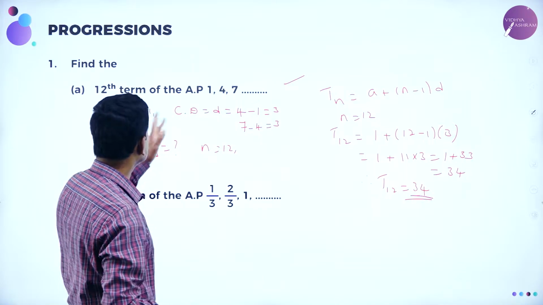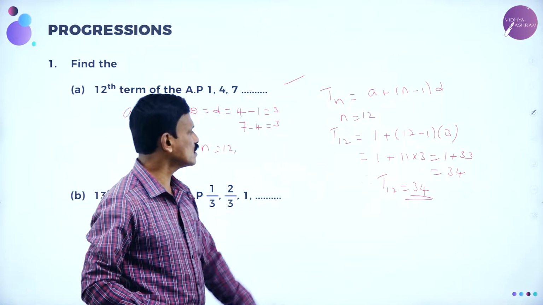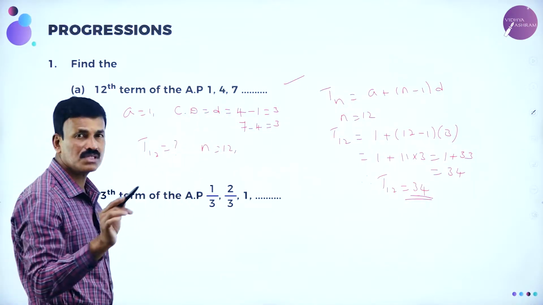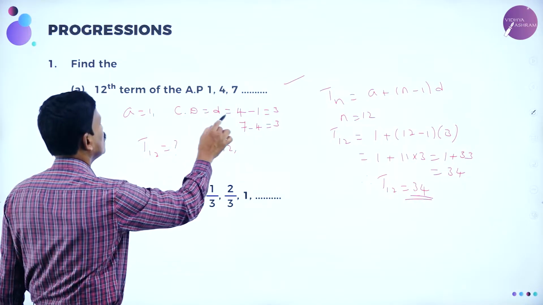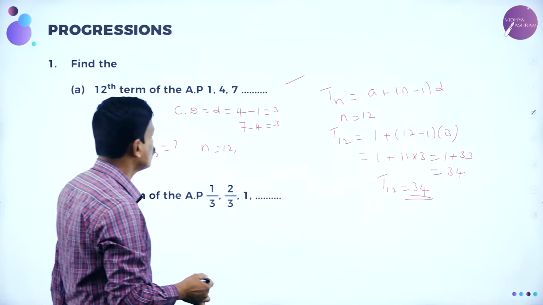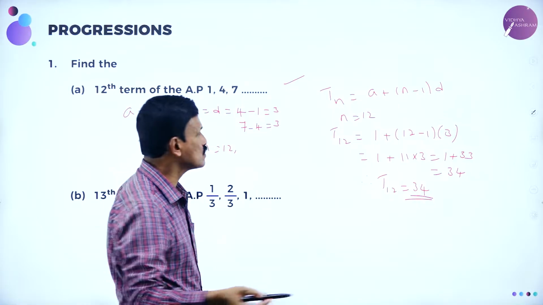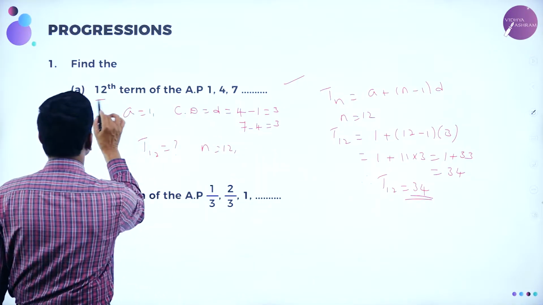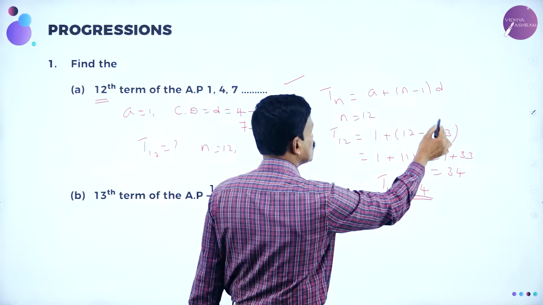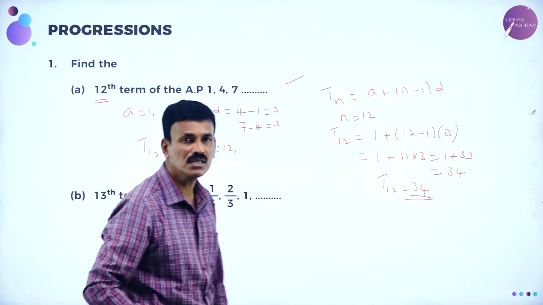So the 12th term of the arithmetic progression 1, 4, 7, etc. is 34. That's it. See here: first find out that the first term is 1 and the common difference is 4 minus 1 is 3, and 7 minus 4 is also 3. You can take 3 as the common difference. Therefore, the nth term is given by Tn is equal to A plus n minus 1 into D. What is n here? n is equal to 12. Substitute: A is 1, n is 12, minus 1 into D is 3. 12 minus 1 is 11 into 3 is 33, plus 1 is 34, the 12th term.